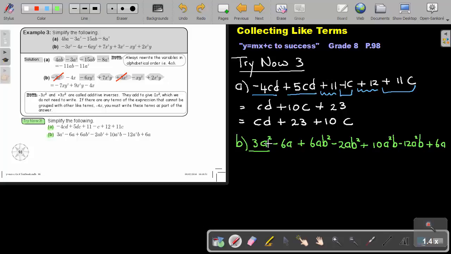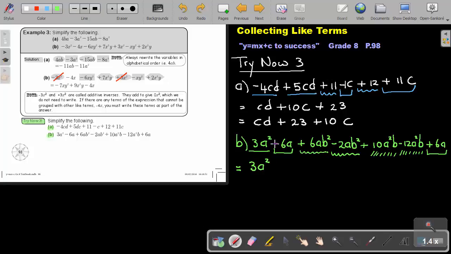Okay, so let's start. 3a squared. Is there another a squared? Let's look. I don't see one. There is a negative 6a and there's a positive 6a. There's a 6ab squared and there's also an ab squared. And then this one is a squared b and this one is also a squared b. So you can make the same mark underneath the like terms just to help you. So if I look at this one, there's no other one. So I just rewrite it.